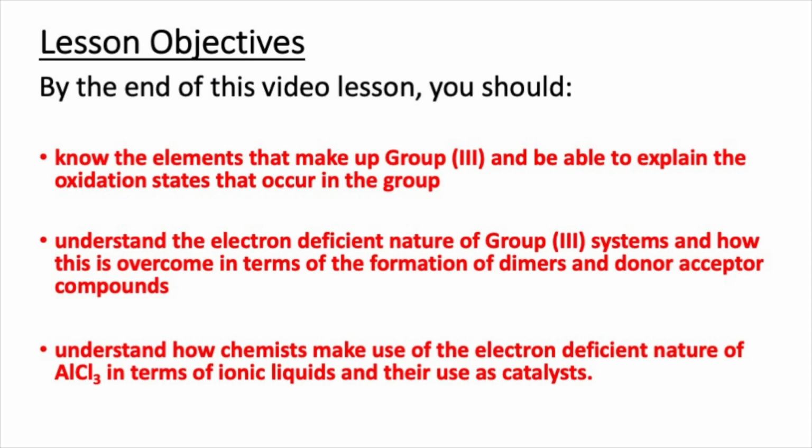By the end of this video lesson, you should know the elements that make up Group 3 and be able to explain the oxidation states that occur in the group. You should also understand the electron deficient nature of Group 3 systems and how this is overcome in terms of the formation of dimers and donor-acceptor compounds. And finally, you should understand how chemists make use of the electron deficient nature of aluminium chloride in terms of ionic liquids and their use as catalysts.